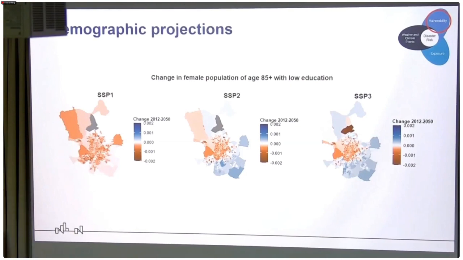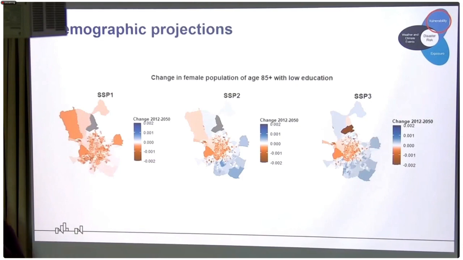And we've been talking about scenarios in several presentations yesterday and today. The first panel shows the sustainable development scenario that is in line with the Paris Agreement. And we can see, if we look at the changes between 2012 and 2050, for which we have conducted projections, that the share of this very vulnerable population group is decreasing in almost all areas of Madrid, right?